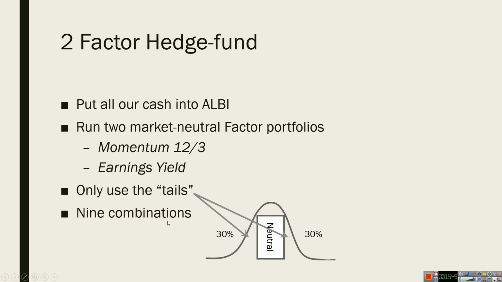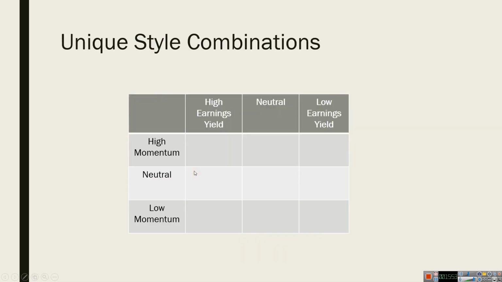So this gives us 9 possible combinations since we've got these 2 styles. They look like this. Here's momentum. We've got the high momentum shares, neutral, and low momentum. This is the 40% in the middle. Then similarly with earnings yield, we've got high, neutral, and low. And so for example, we take every single company at the beginning of the quarter and we see which of these portfolios it fits into.